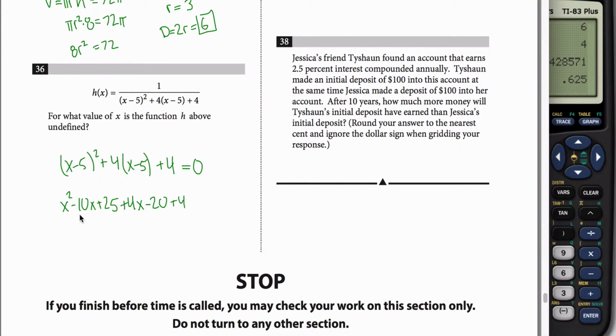X minus 5 squared, if you FOIL that out, you get x squared minus 10x plus 25. And then if you take this 4 and distribute it through, you get 4x minus 20. And then we have this plus 4, set that equal to 0. And now if you combine like terms, I got my x squared there.